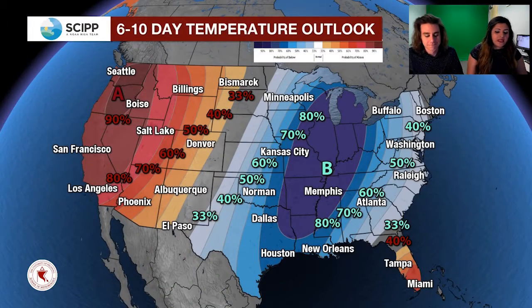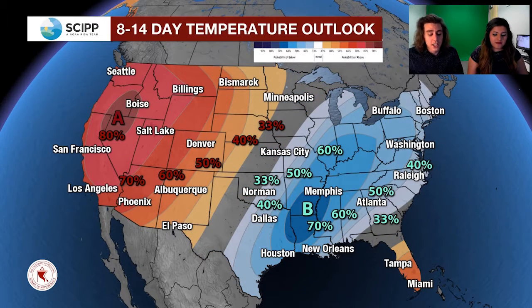The 6 to 10 day temperature outlook favors below normal temperatures for the eastern part of the country and above normal temperatures for the western CONUS. These odds are as high as 80% for below normal temperatures and 90% for above normal temperatures. A strong ridge trough pattern is forecast and is the main predictor used in this outlook. The entirety of the SCIPP region is in the below normal probabilities.